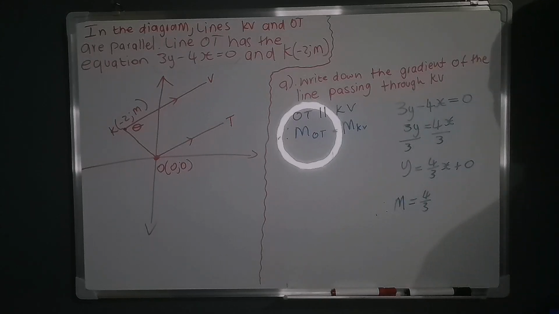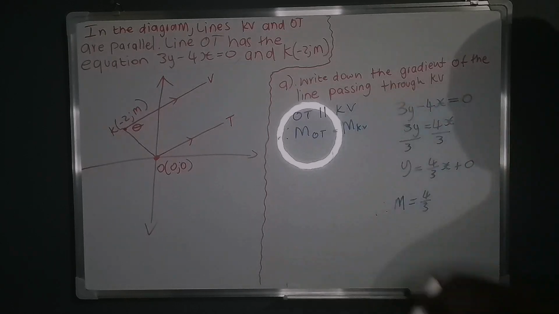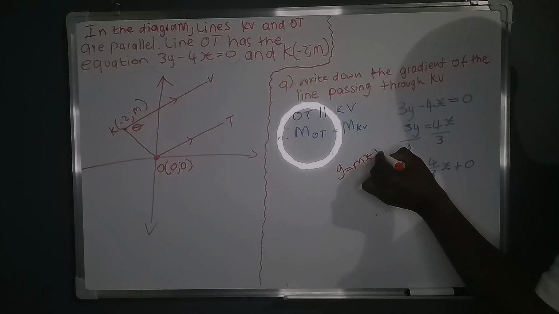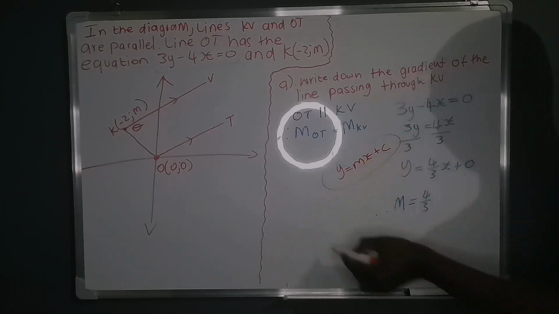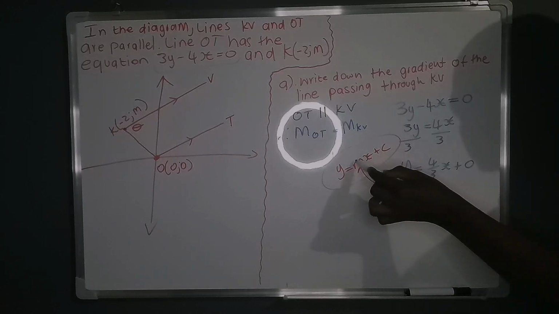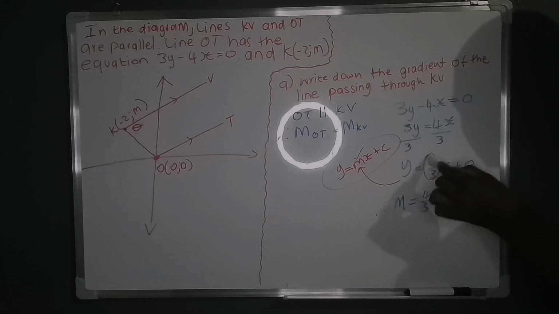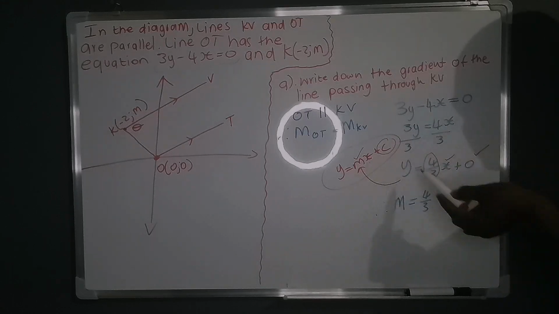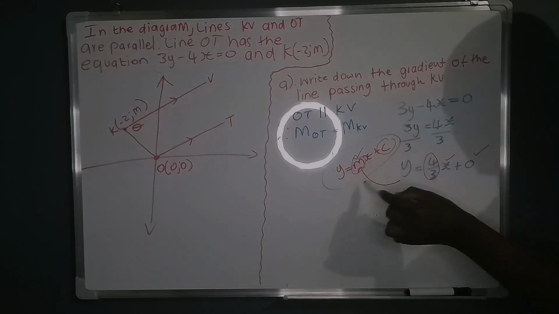Remember, the standard equation of a line is y equals mx plus c. This is just our standard equation, and this is how it looks. These two are the same because m is our 4 over 3. When we have our x, then our c is 0. It's the same thing. Now m represents our gradient.